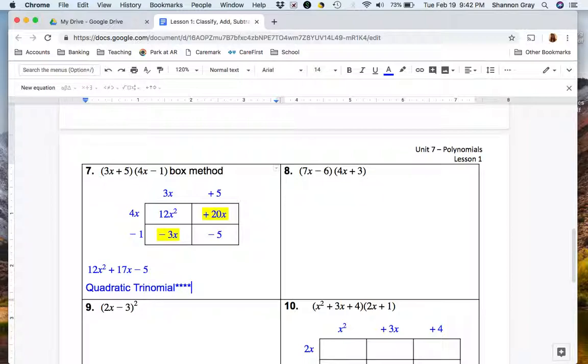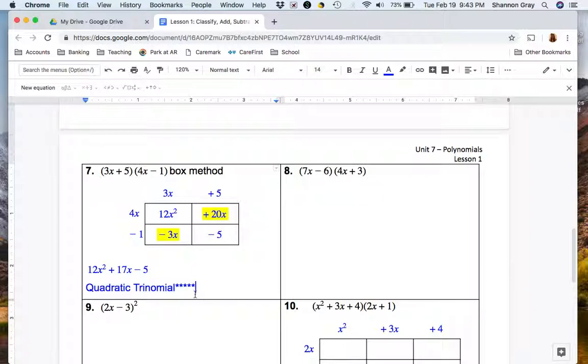I'm going to put a star next to this, or 5 stars. This is going to be the most common type of polynomial that we'll see this unit. We're actually going to spend a whole unit on quadratics, which is our next unit. So you will see these quite a lot, but it is important to know all of the names.